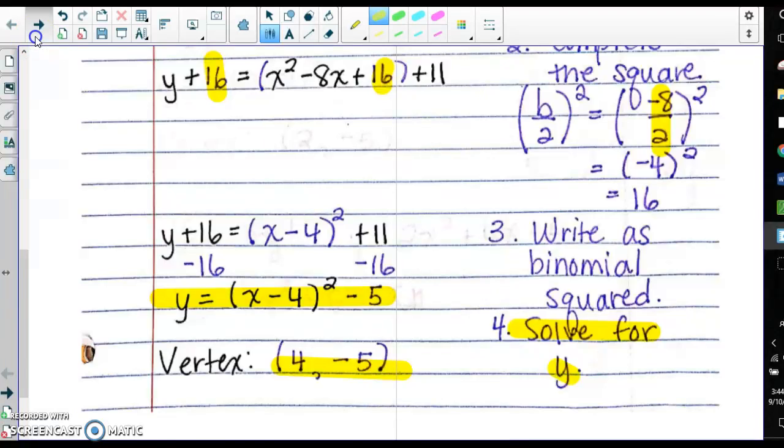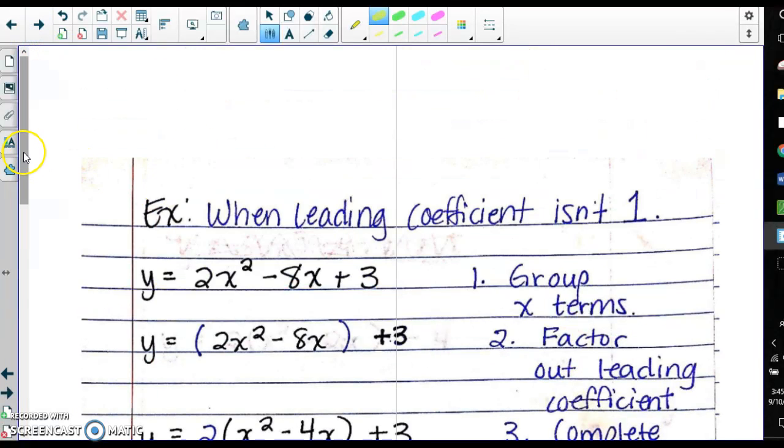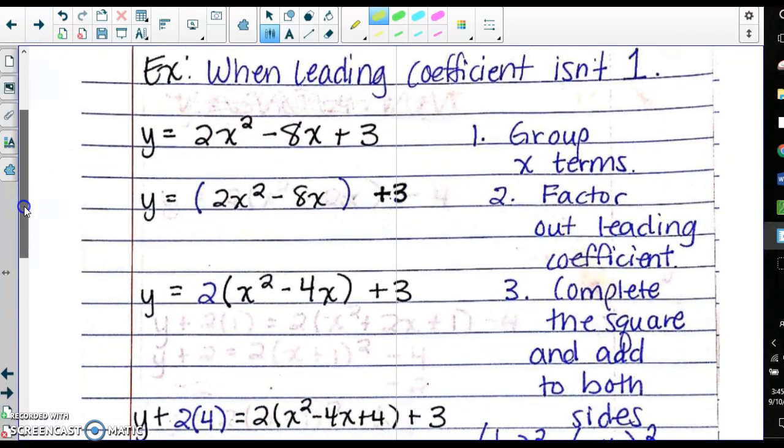All right, let's do another example. This is when the leading coefficient is not 1. So we have 2x squared minus 8x plus 3. The first step is the same. You're going to group the x terms. But since the leading coefficient is not 1, you're going to factor out the leading coefficient. Okay.